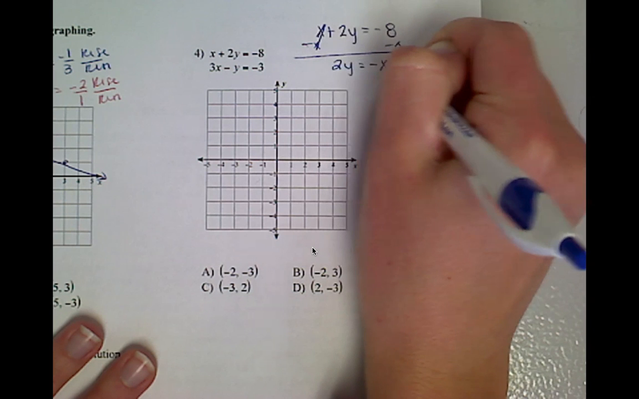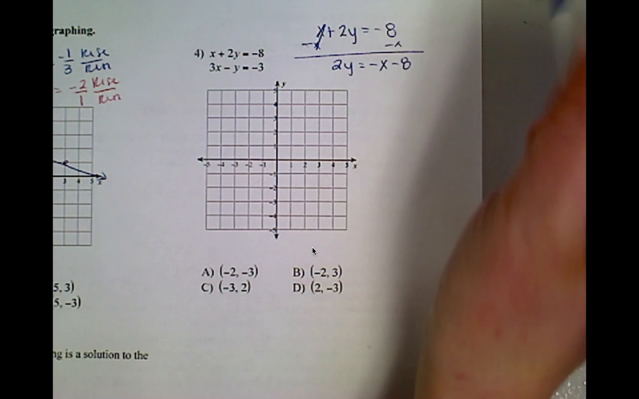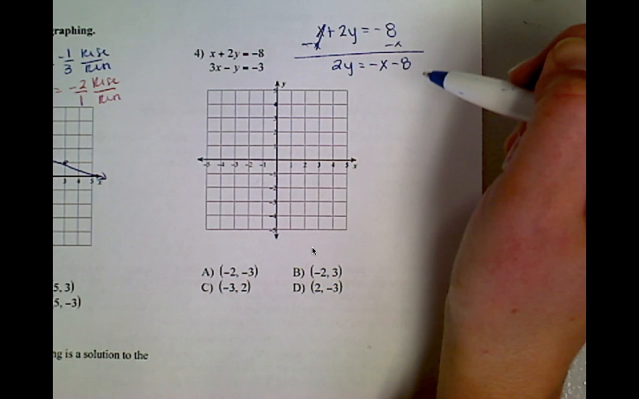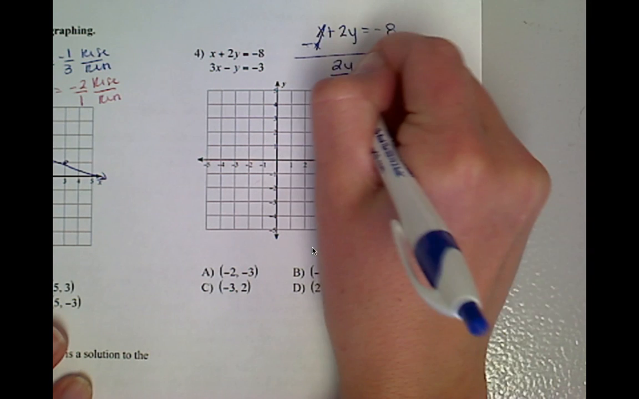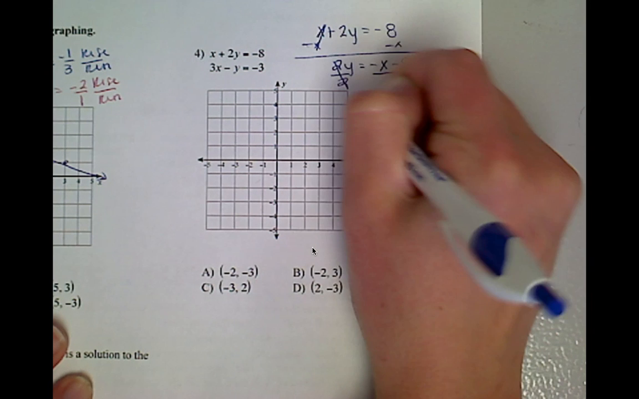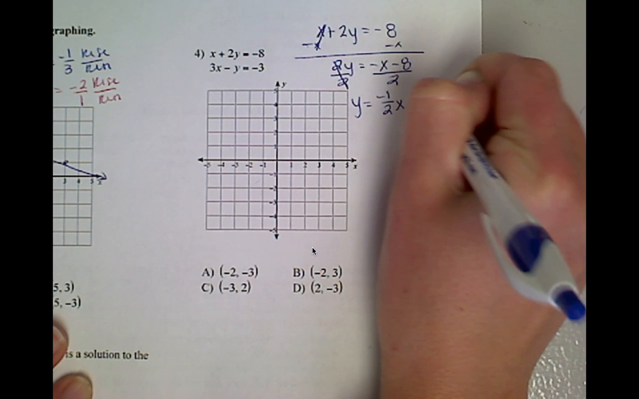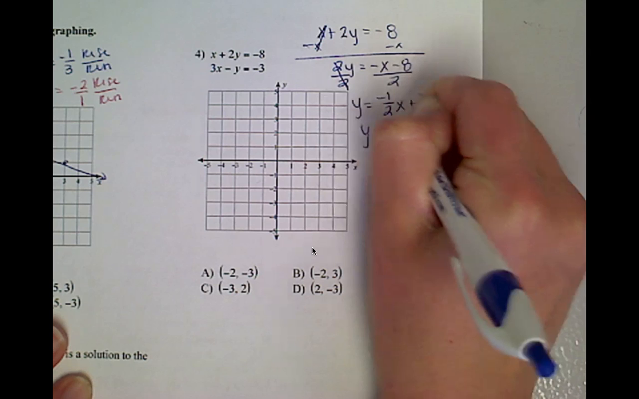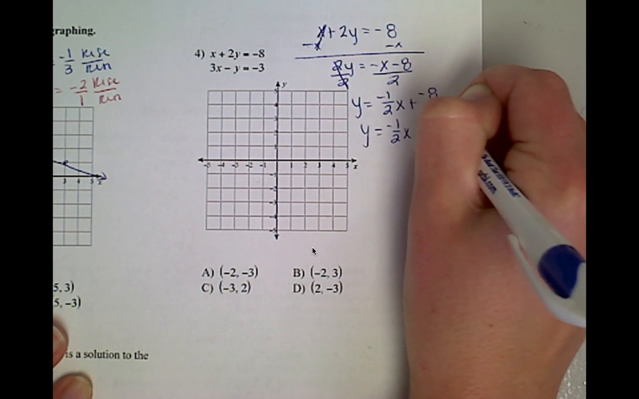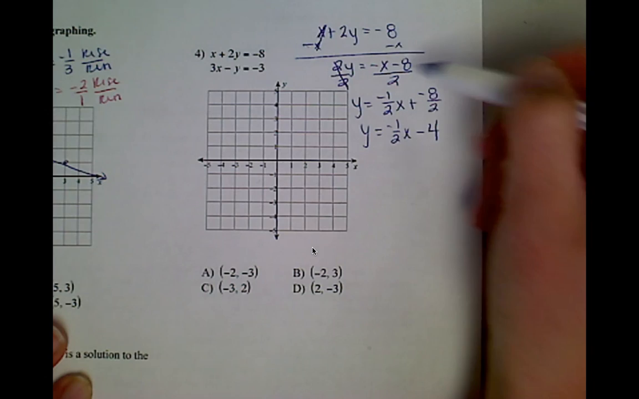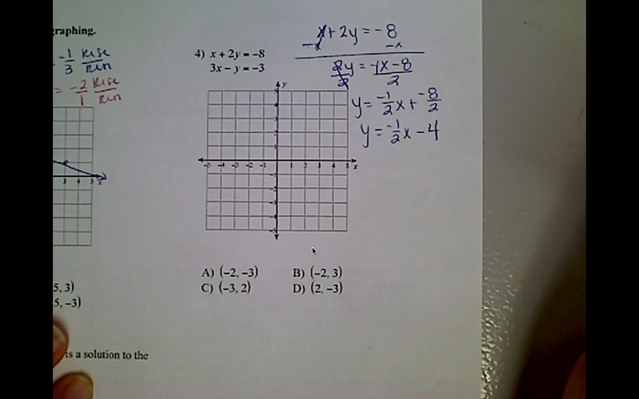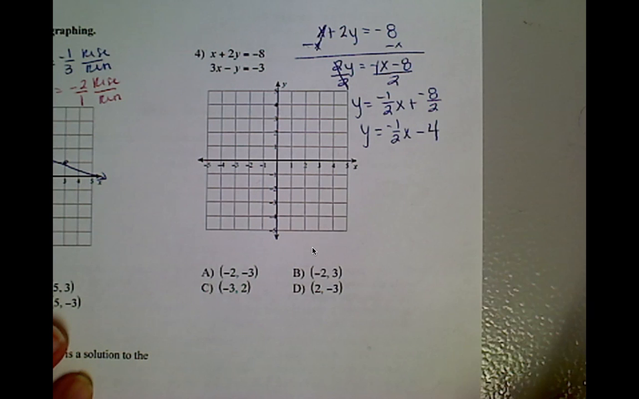2y equals negative x minus 8, because those two pieces right there are not like terms. I'm going to undo this multiplication by dividing by 2. Rocket science: negative 1 over 2x plus negative 8 divided by 2. Clean it up: negative 1/2 x, and negative 8 divided by 2 is negative 4. There's an understood 1 in front of that x. That's where that 1 came from when I did rocket science. So there's my first one.